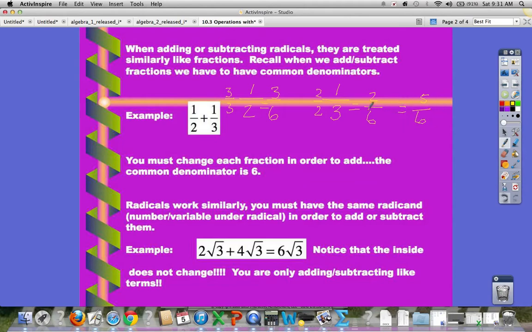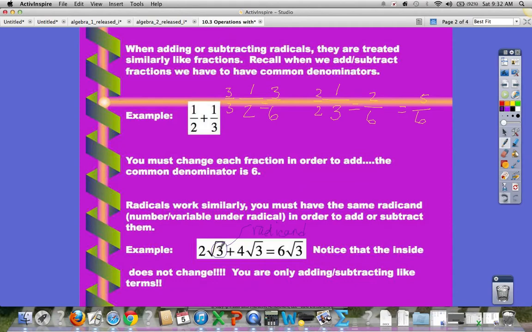What you're going to do is similar with this, except you're not going to be finding common denominators and making them common denominators. What you'll be doing is simplifying radicals to see if anything is a like term. So you must have the same radicand, which is what's inside. What's inside the radical is the radicand. The number inside, or the variable and number combination inside the radical, is the radicand.